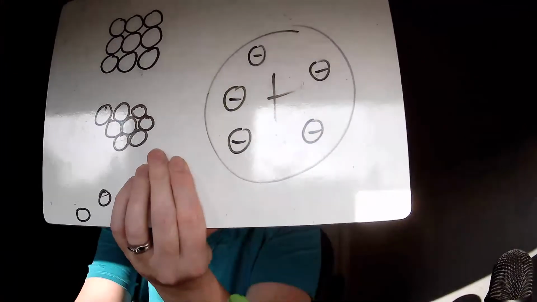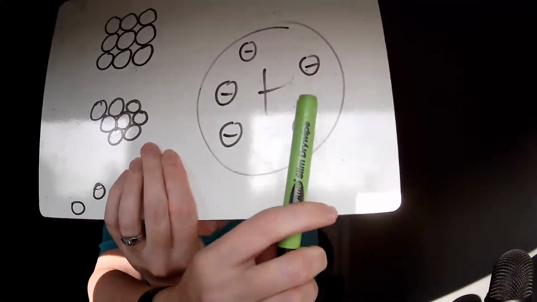So that is our plum pudding model there, the positive cloud with negative electrons scattered through. That's what Thomson gave to us. Third guy is Rutherford. He did work with a couple of our scientists, but no one remembers their names, Geiger and Marsden if you want to know.